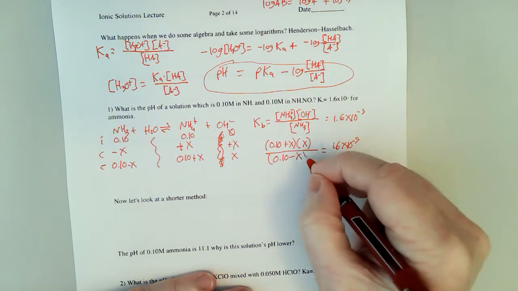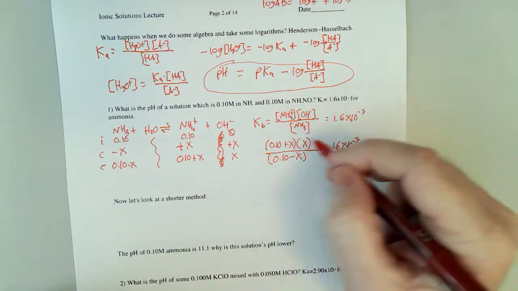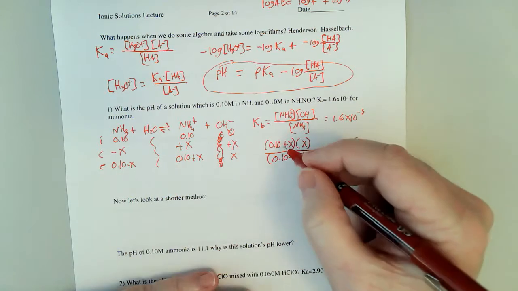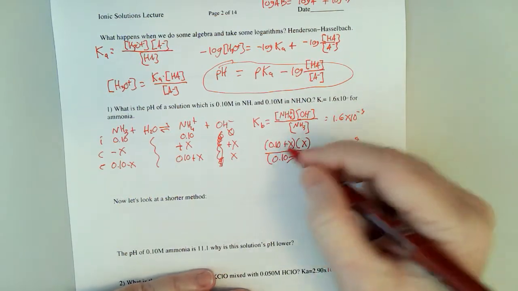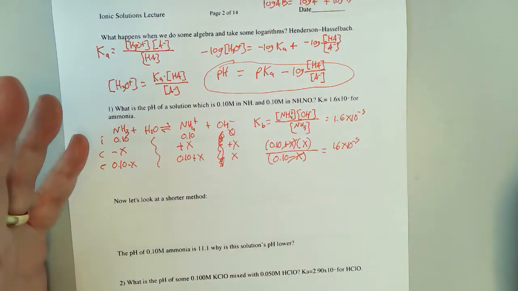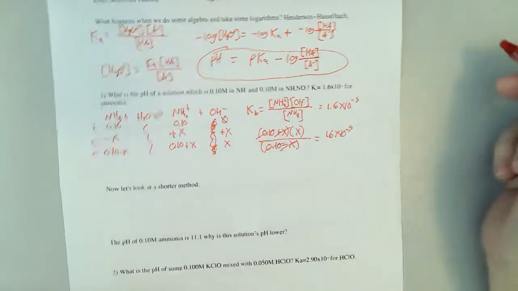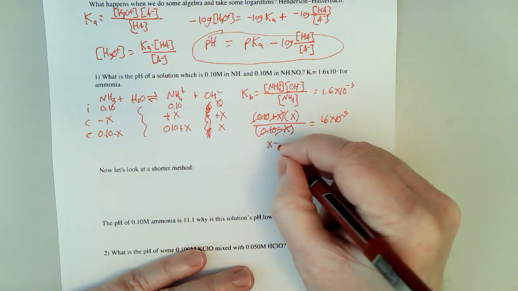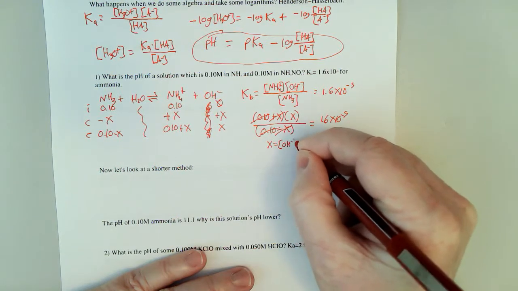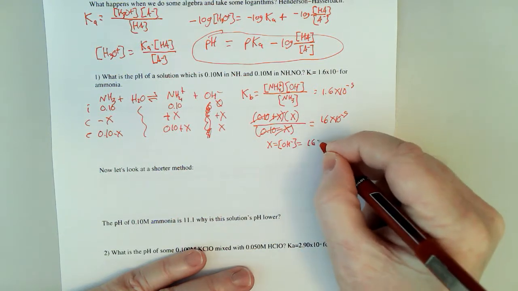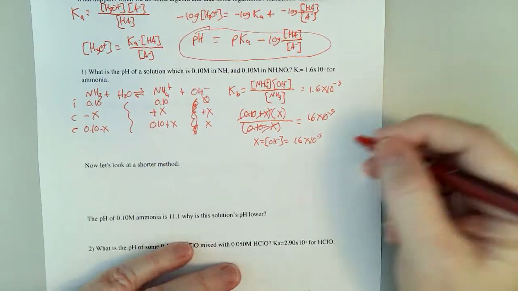Now, K is small enough that I can do approximations. Otherwise, I get a pretty ugly quadratic here. So the minus X is gone. And how about we take away the plus X? Same concept, right? And now I have 0.1 divided by 0.1, so they cancel. So basically, X, which equals hydroxide, equals 1.6 times 10 to the negative fifth.